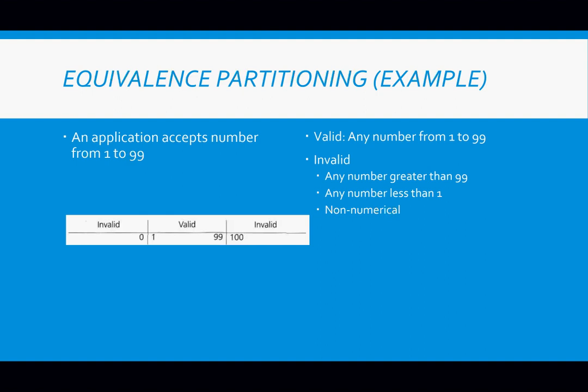So the assumption is that those numbers will behave the same way. Then your system should reject that number. So if you put 100, 101, any such number, it should be rejected. And in the same way, any number that is greater than 99 or less than 1 is going to be invalid data, so your application should also reject that number.